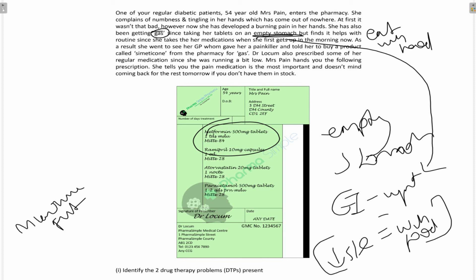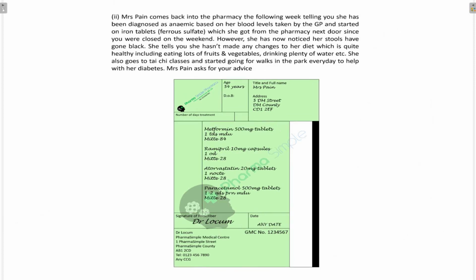Now, with both drug therapy problems identified, let us move on to the patient query portion of the case study. So the question reads, Mrs. Payne comes back into the pharmacy the following week telling you she has been diagnosed as anemic based on her blood levels taken by the GP and started on iron tablets, ferrous sulfate, which she got from the pharmacy next door since you were closed on the weekend.